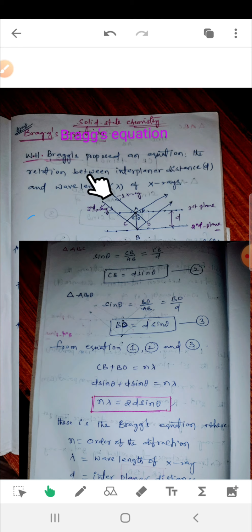For examination purposes, you have to draw this diagram neatly and you will get marks, and finally write the equation n lambda equals 2d sin theta, and you will get good marks. So this is the Bragg equation, very important.